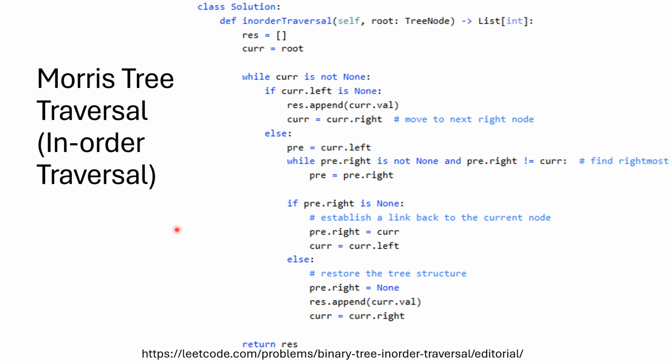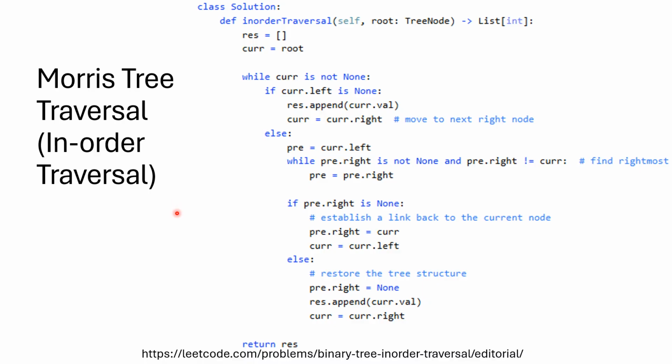But both stack and recursion will need big O notation of n space, because we need to put n nodes into the stack, and with recursion we need to keep track of all the recursive function calls and the values and everything. It's very memory intensive, actually, for recursion.